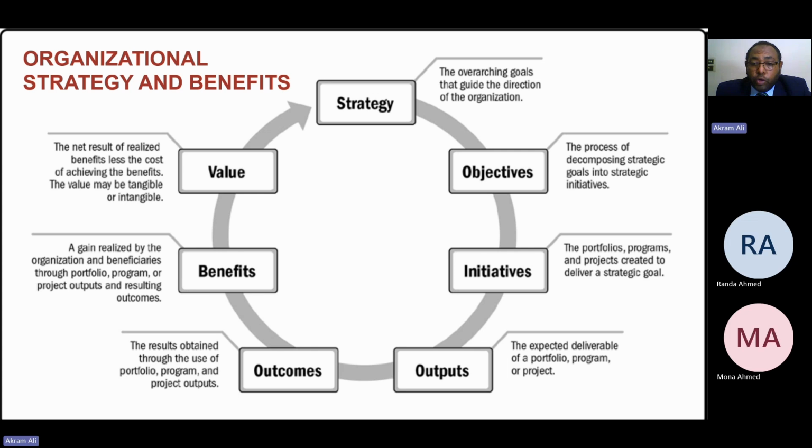Portfolios, programs, and projects are created to achieve strategic goals and realize the associated benefits being sought as part of organizational strategy. The management of benefits occurs throughout the organization's strategic life cycle. So this is our loop, or our loop is referred to as the strategic life cycle.